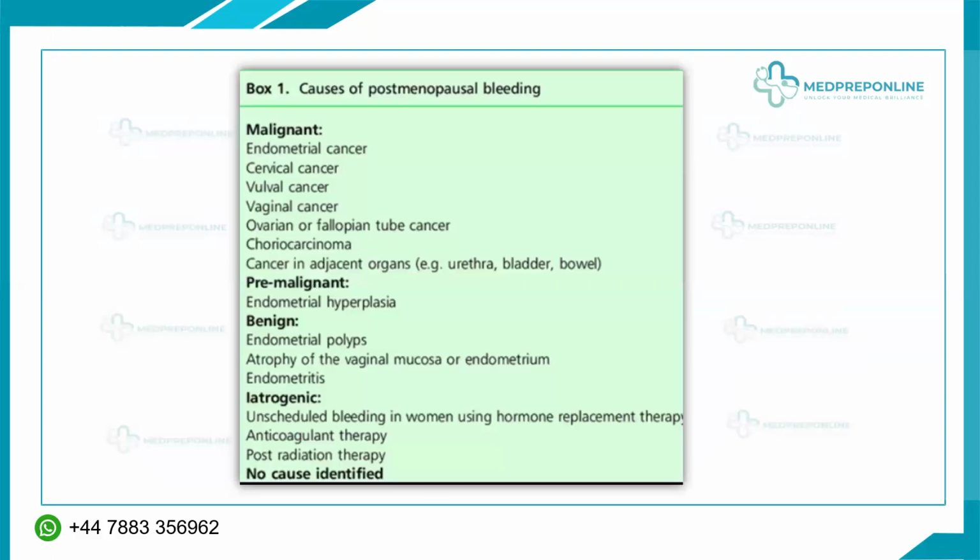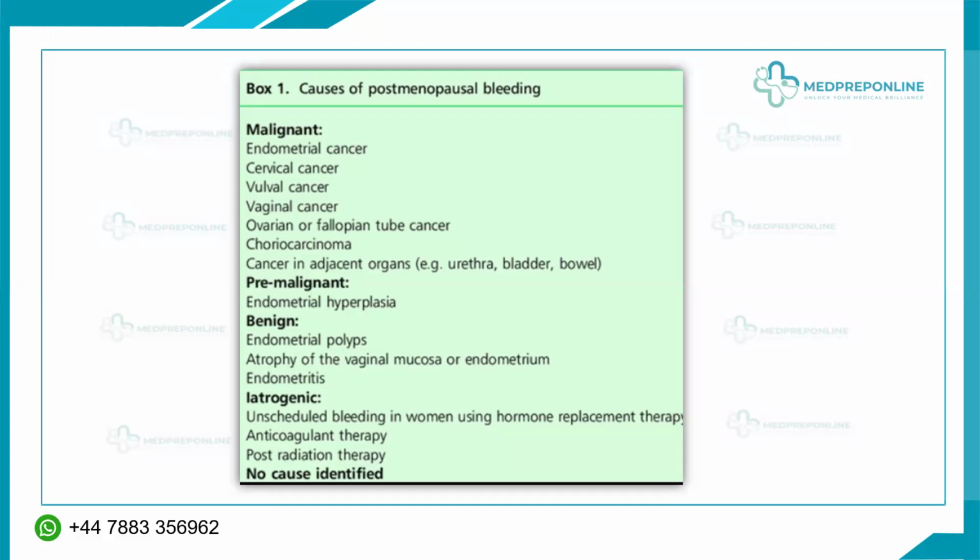Now coming to causes of postmenopausal bleeding. So this is how you screen a patient of postmenopausal bleeding, and the reasons for this can be various. Most importantly, when we have a patient presenting to us with postmenopausal bleeding, we think of a malignancy, but most of the time it is a benign condition. It could be polyps, it could be a simple atrophy, the senile atrophy of the endometrium or the vaginal mucosa. It could also be endometritis.